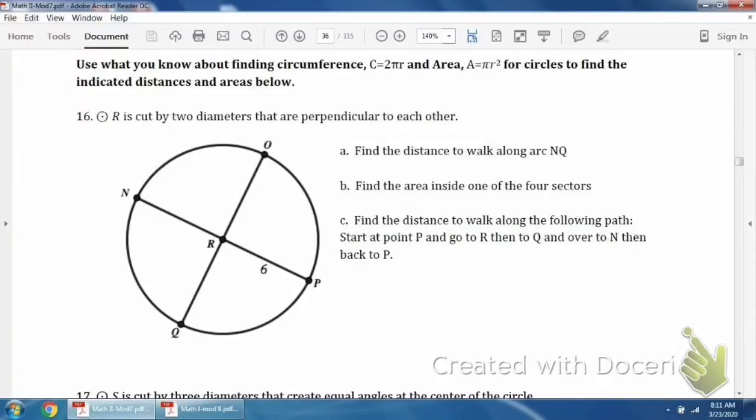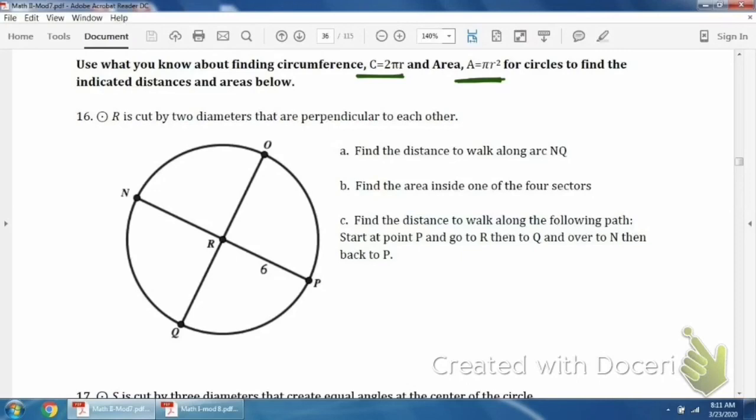So for the go, you're kind of going to be using stuff you already know of, which is the circumference and the area. Okay, so they're going to either ask you for the area of a sector, which is like a part of a circle, or the circumference, or the distance that you have to walk along an arc, which is the circumference.